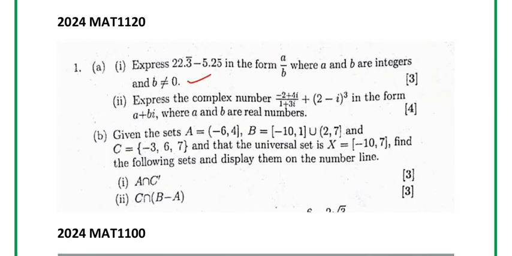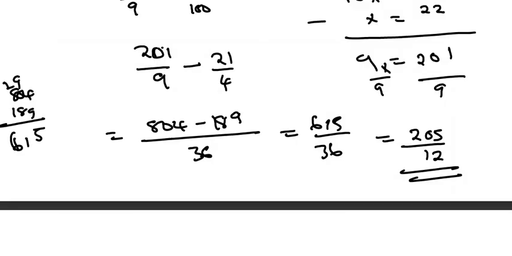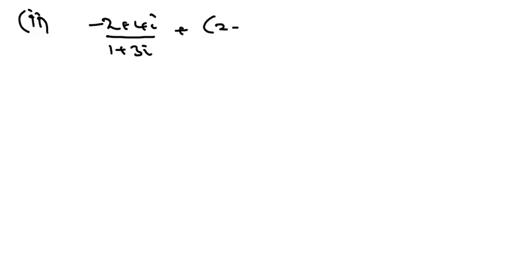The second one, they're saying express the complex number in the form of A plus Bi. The complex number here is negative 2 plus 4i over 1 plus 3i plus (2 minus i) to the power 3. So you can pause the video and attempt it first before we do it together. Negative 2 plus 4i, then we are having a 1 plus 3i, then plus, there's a (2 minus i) to the power 3.